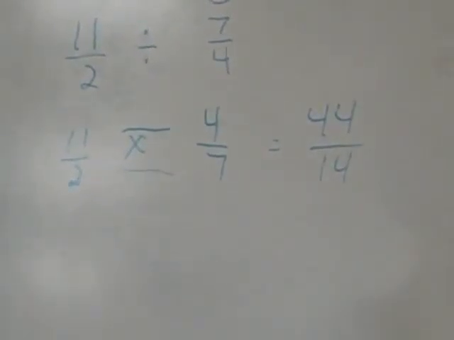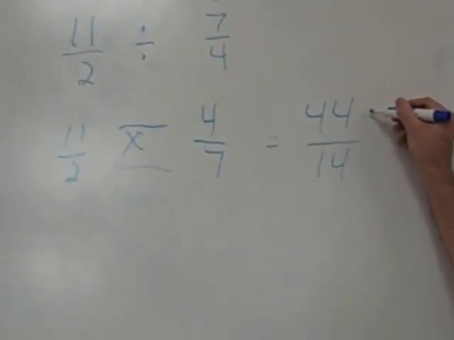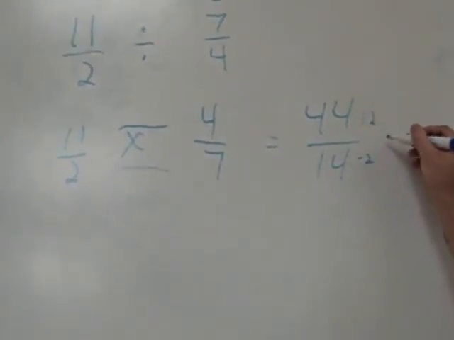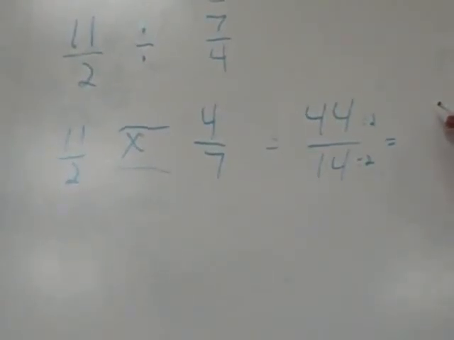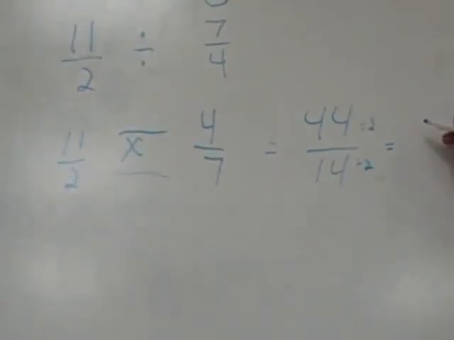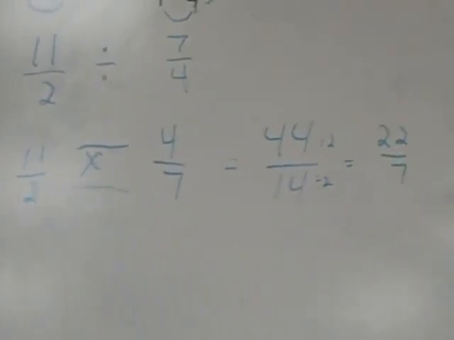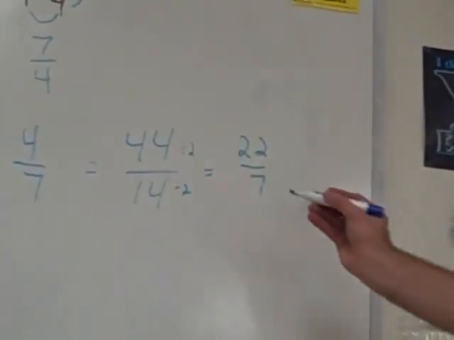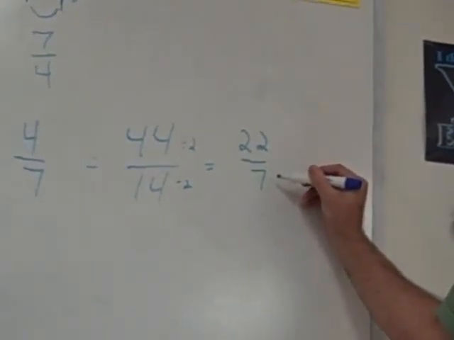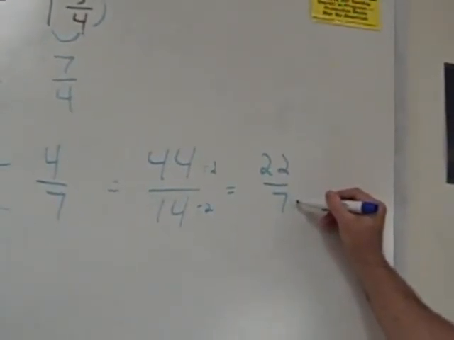So what do you want to do to this? Divide by 2. What do I get? What do I get, Tuck? 22 over 7. Now what? It's improper. Can we leave it like that? No. Divide it, right? The top into the bottom. The bottom into the top, right?